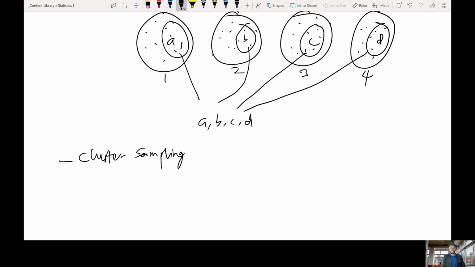Now, cluster sampling is similar to stratified sampling. The key difference here is that in cluster sampling, we're not breaking the main population into groups that have a particular characteristic, but we divide the population into clusters regardless of characteristics. And then we randomly select a certain number of clusters.